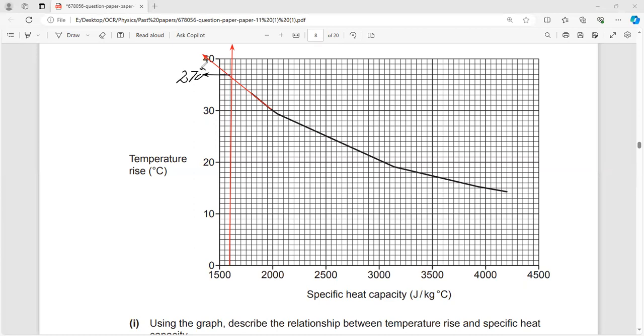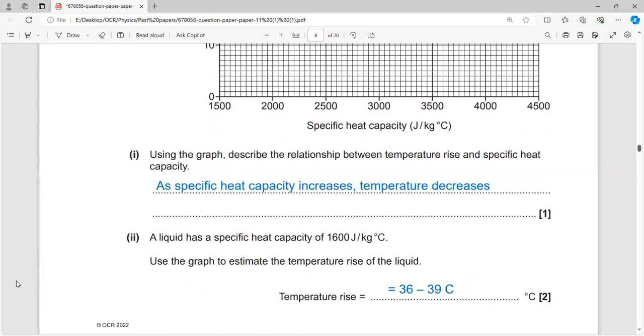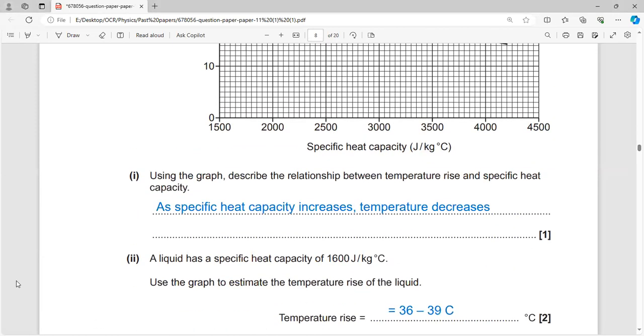So in this way, you can measure this value by plotting this graph, and the examiner could not measure this value, so we are considering this value. So your answer is supposed to be in between 36 to 39 Celsius temperature.